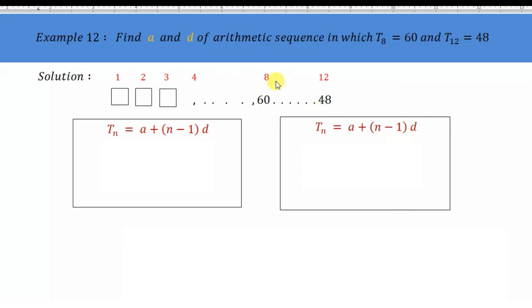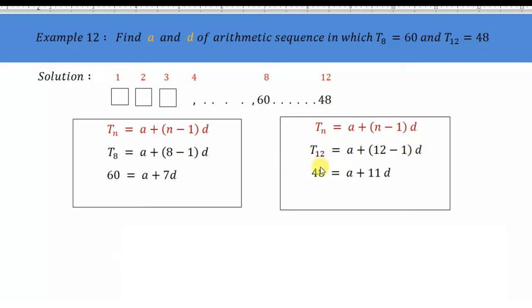Anyways, what we do is we take Tn is equal to a plus n minus 1 times d, and the 8th term is 60. So n will be 8, and so T8 is equal to a plus 8 minus 1 d. The 8th term is 60 and 8 minus 1 is 7. So it will be a plus 7d. We'll do the same thing for the 12th term, that is T12, a plus n minus 1 d, where n is 12. The 12th term is 48 and 12 minus 1 is 11, so a plus 11d.